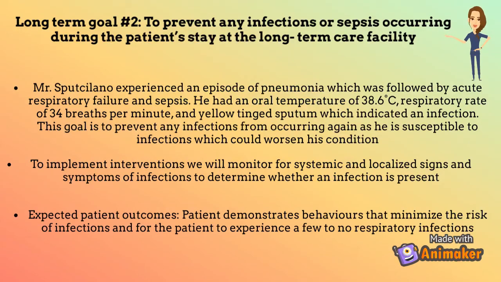For long-term goal number 2, we want to prevent any infections or sepsis from occurring during the patient's stay at the long-term care facility, as he has experienced some sepsis and he had an oral temperature of 38.6 degrees Celsius and a respiratory rate of 34 breaths per minute and a yellow-tinged sputum, which indicated an infection. This goal will help prevent infections from occurring again, as he is susceptible and it could worsen his condition.